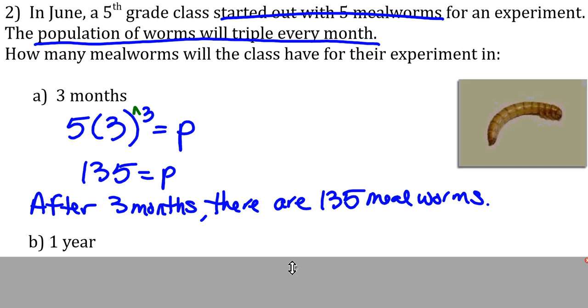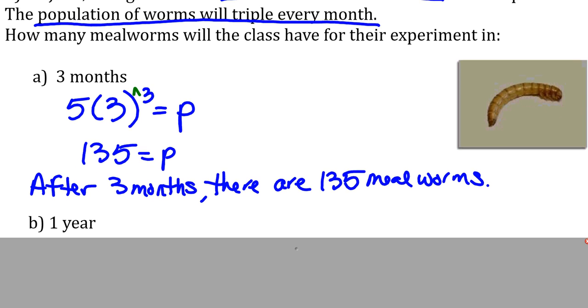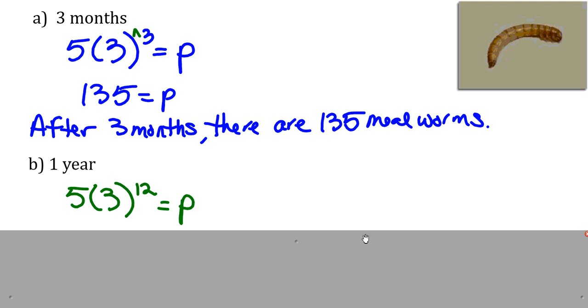Well, the starting amount is still the same. The multiplier is still the same. The time period has changed. And I don't want to use 1 because it's 1 year. We're measuring in months. So how many months are in a year? Well, that would be 12. So the exponent I need for this problem would be 12. And again, use the caret key to evaluate that in the calculator.